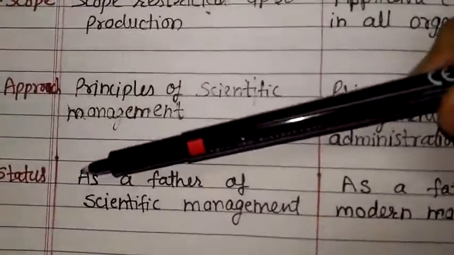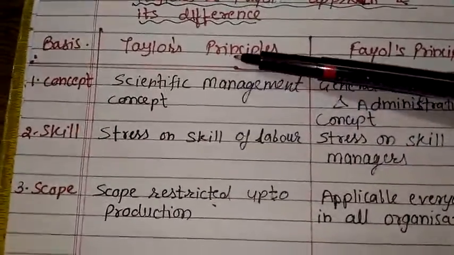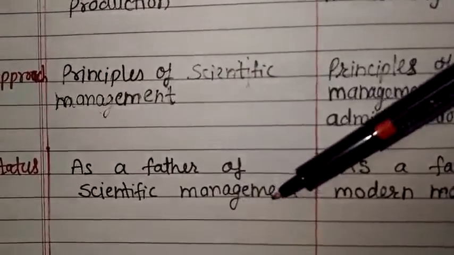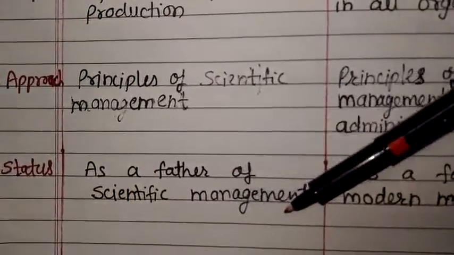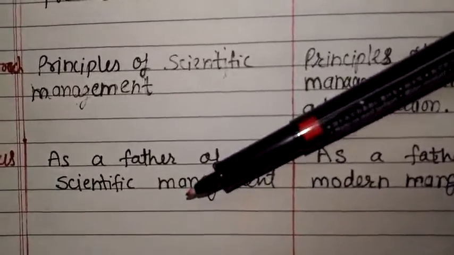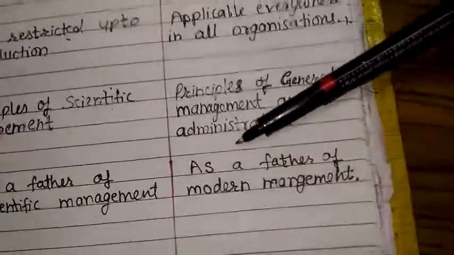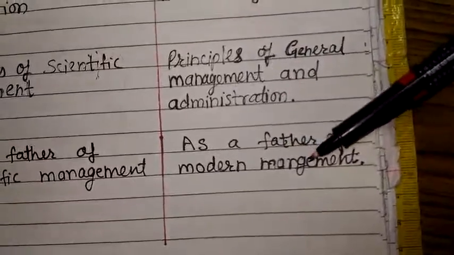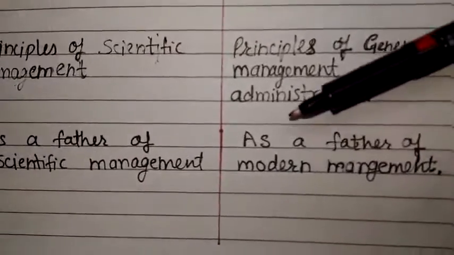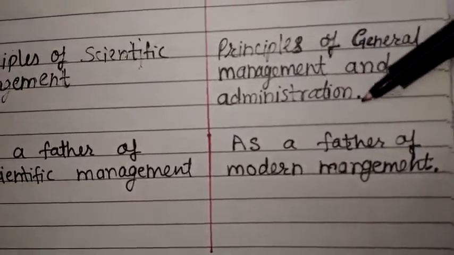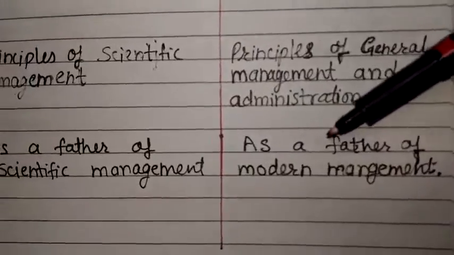Then the next one is status. In the managerial field, F.W. Taylor, Frederick Winslow Taylor, is known as the father of scientific management because he has given the principles on the basis of scientific studies. But Henry Fayol is called the father of modern management because he has given the modern principles of management, or the simple general principles of management or administration, applicable in every field.